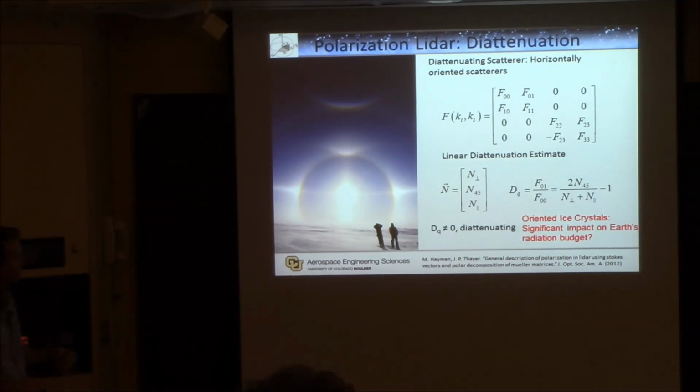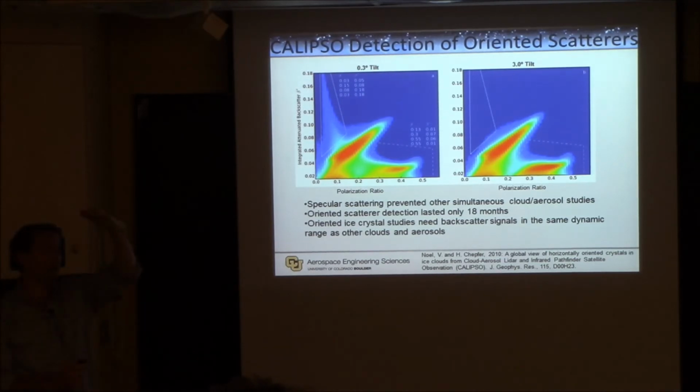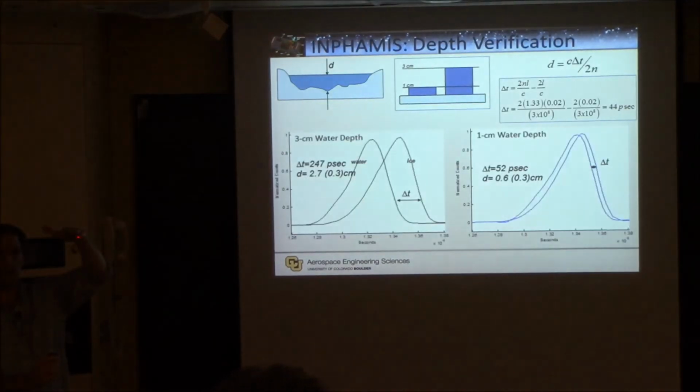But recently, the satellite CALIPSO had a Lidar on board that looked down and detected oriented scatterers. And this is a technique that people have used to determine whether the particles are oriented or not. And that is just that if your Lidar signal is orthogonal to the plates, and the plates are dancing around.